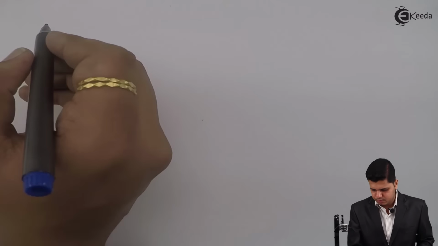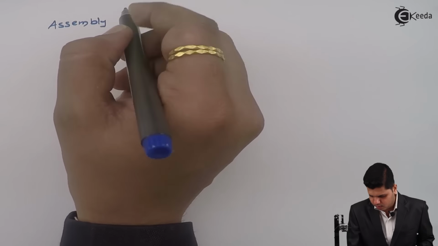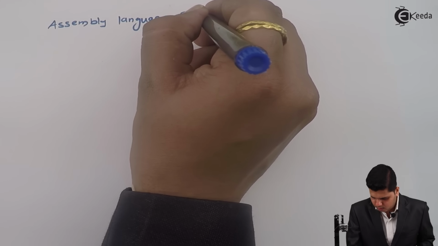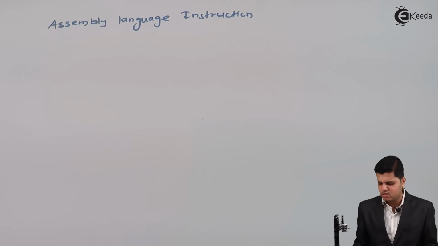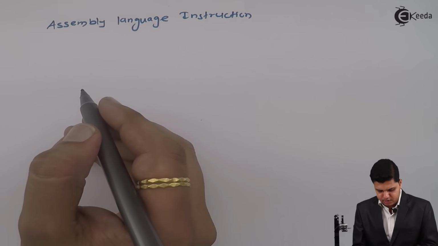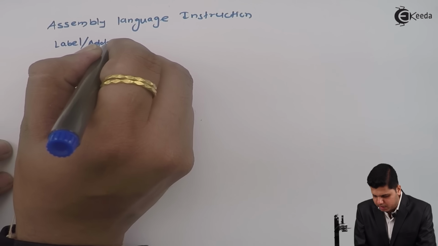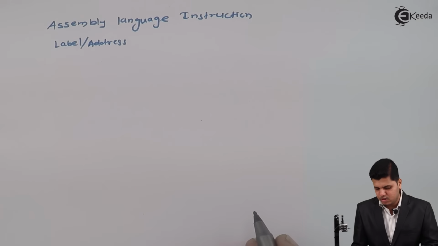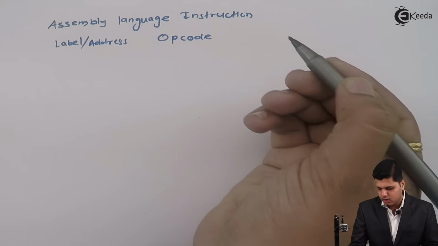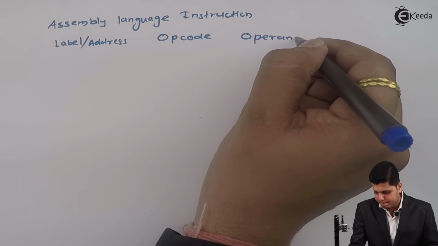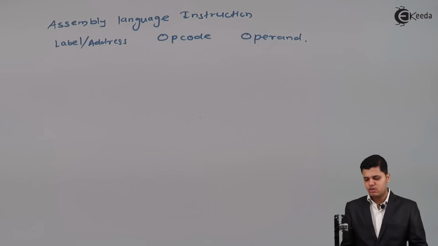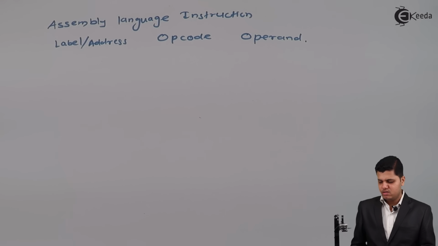For writing an assembly language program, we should know how to write an assembly language instruction. First of all, we will see the format of an assembly language instruction. An assembly language instruction consists of some fields, namely, firstly the label field, which can also be named address. The second is the opcode, and the third one is the operand. These are the three main fields of any assembly language instruction.